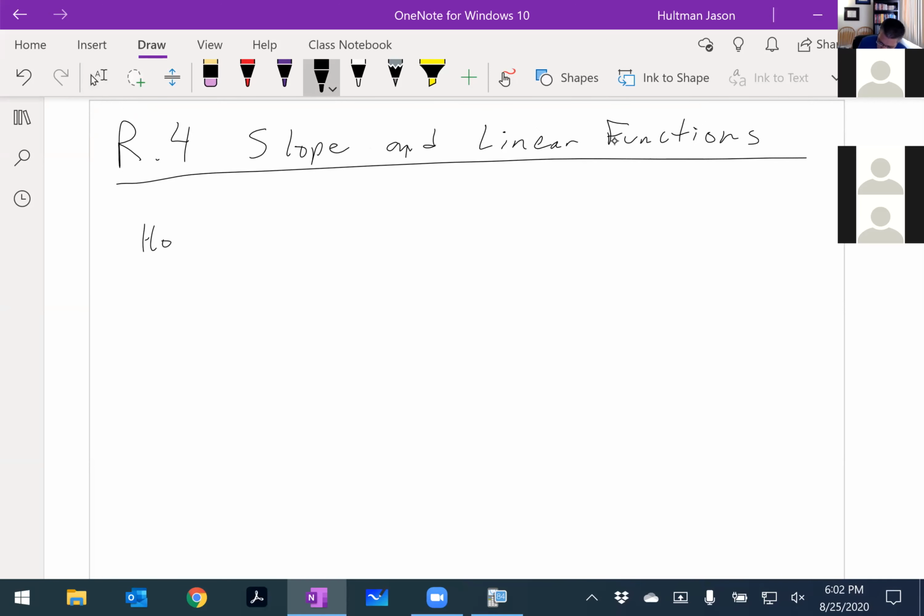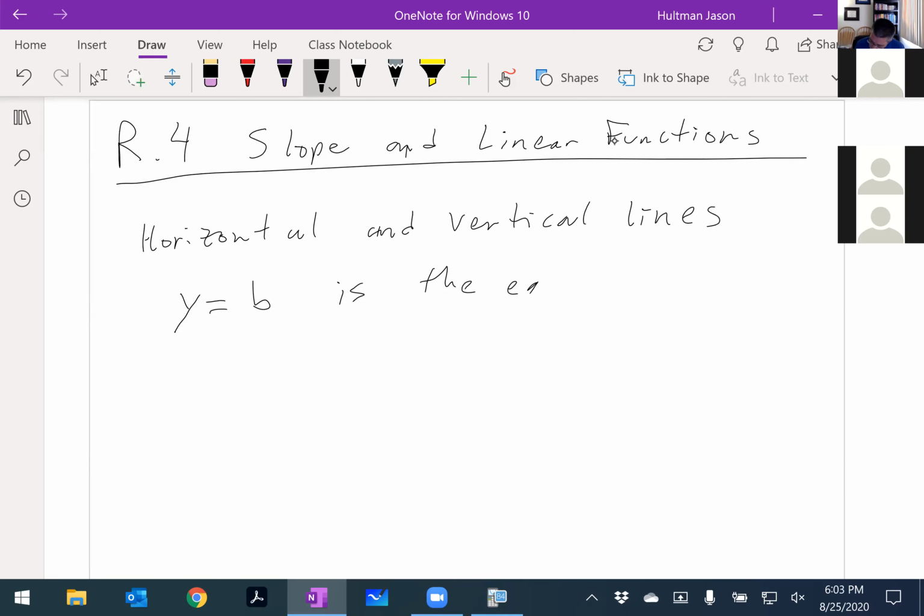Let's talk about horizontal and vertical lines. What's a horizontal line? Well, a horizontal line looks like this. y equals b is the equation of a horizontal line.